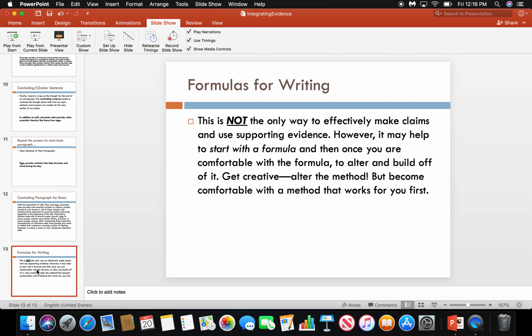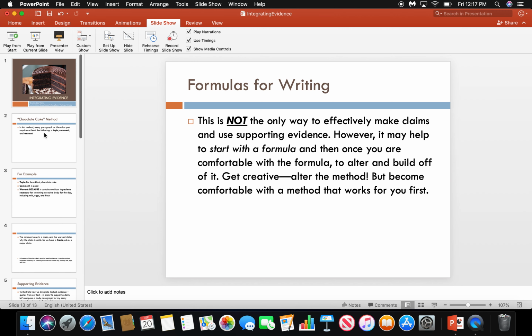So, the big thing you need to know is that this is not the only effective way to make claims and use supporting evidence. However, it may help you to start with a formula like the chocolate cake method, and then once you are comfortable with that formula, alter and build off of it. Get creative, alter the method. Before you alter the method, you must become completely comfortable with the method that works best for you. So, this is the conclusion of the chocolate cake method.